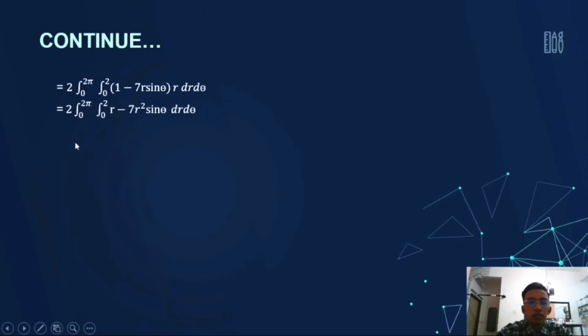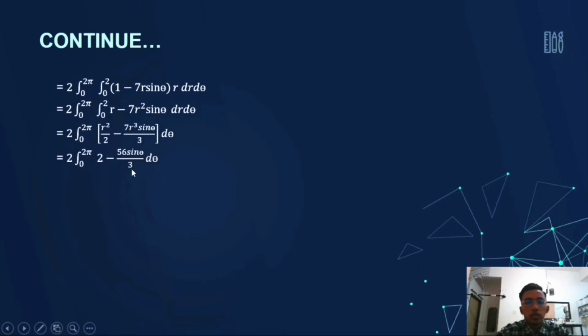Now we integrate r like this, and we get r squared over 2 minus 7 r to the power of 3 sine theta over 3. After we integrate, we put in the values of r from 2 to 0. After we put them in, we get 2 minus 56 sine theta over 3.